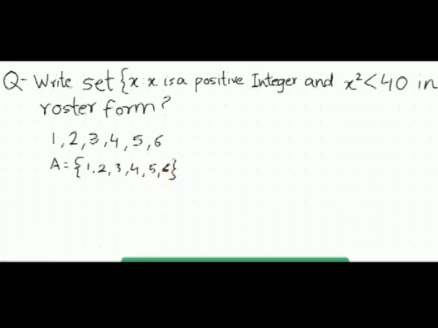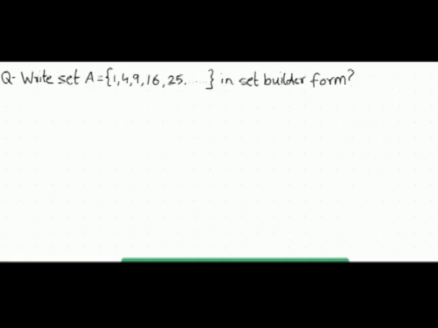Okay, so let's see another example. See, here we have a question: write set A, and the set is given in roster form already. Okay, and it is kind of an infinite series like 1, 4, 9, 16, 25. Can you see that? Yeah, now we have to write it in set builder form. So if we have to write it in set builder form, then there could be some relation in all the elements, or because these are a part of the set, so there must have been something in common.